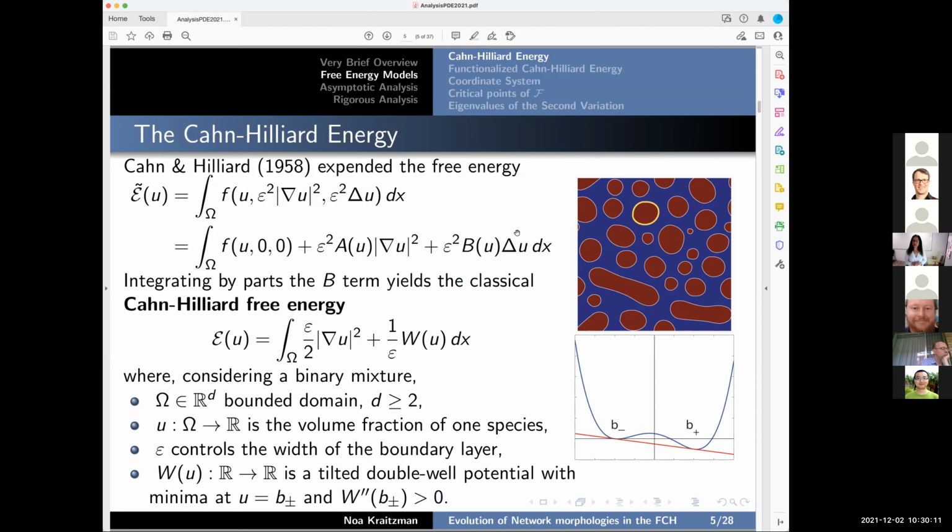Now here, if you think of water and oil, then the first term is trying to mix the two, that's the entropic effect, and the second term is the mixture potential. The interface is the thin layer between the water and oil, and the width of the interface is controlled by epsilon. And here we take W to be a tilted double well potential with two non-degenerate minima at plus minus B.